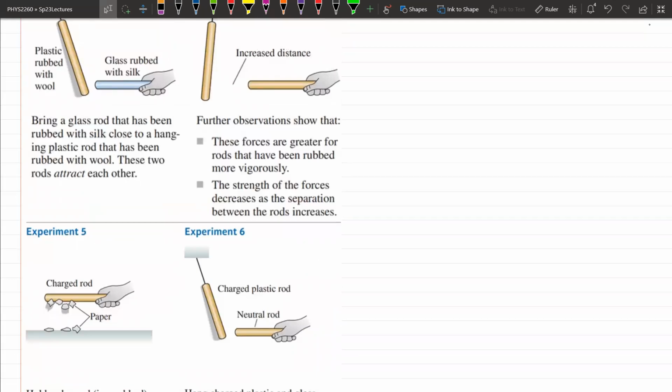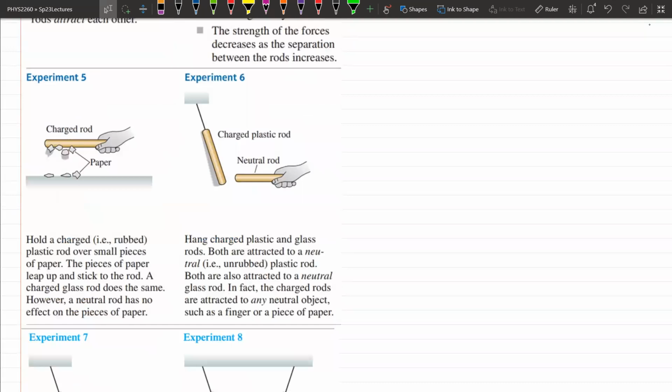You can also get these charged rods to pick up little pieces of paper. You guys have seen this before, right? I have little pieces of paper to do this. I have a glass rod, but unfortunately I don't have a silk thing to do it. I got some printer paper. Tear it up into little tiny pieces. Actually, I don't need that many.